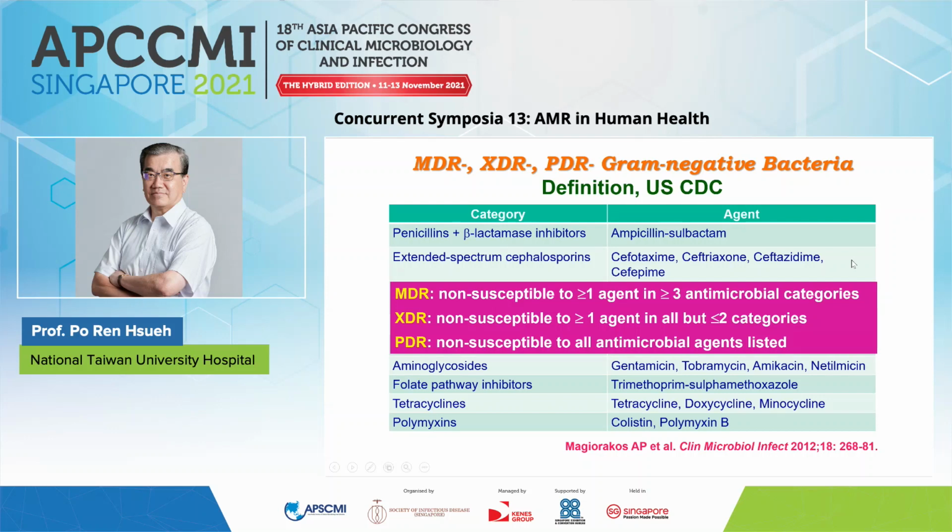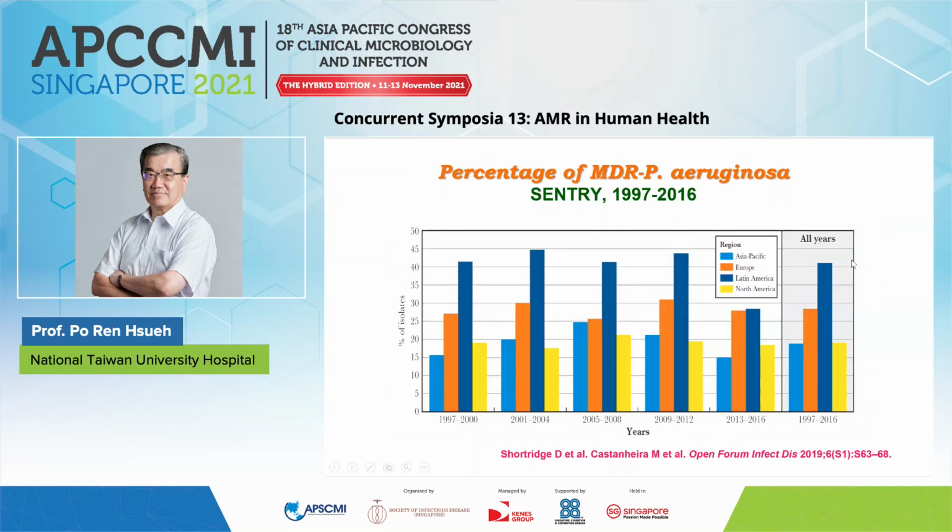For example, MDR is non-susceptible to at least one agent in three or more antimicrobial categories. XDR is extensively drug resistant. It means non-susceptible to at least one agent in all but two or fewer categories. PDR is resistant to all antimicrobial agents listed, but it is the list in the formulary in the hospital. In some countries they have new novel agents, but in some countries not. So the definition of XDR and PDR may be different in different regions, countries or hospitals. So first, we touch on Pseudomonas aeruginosa.